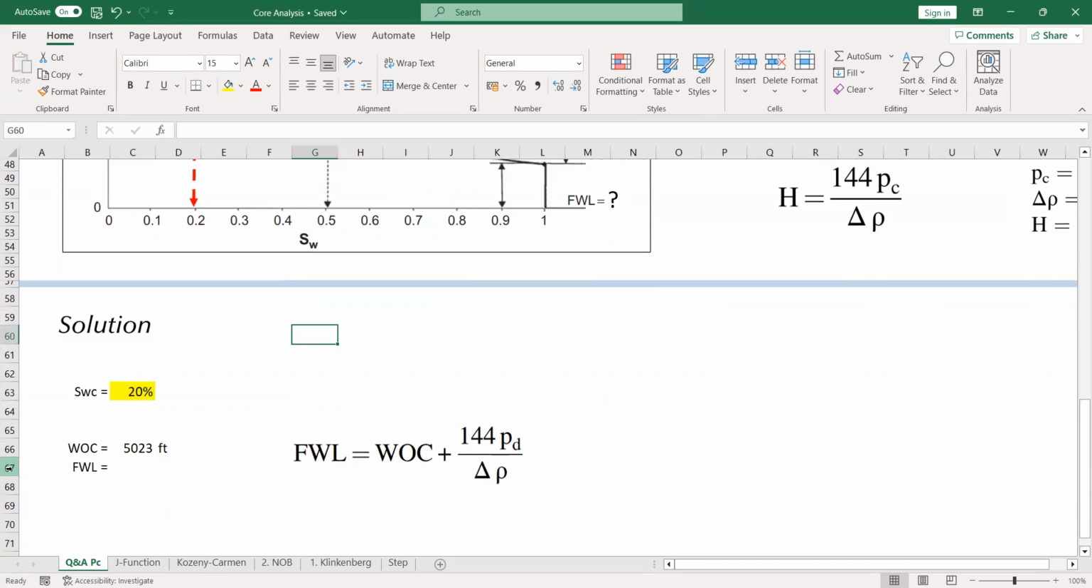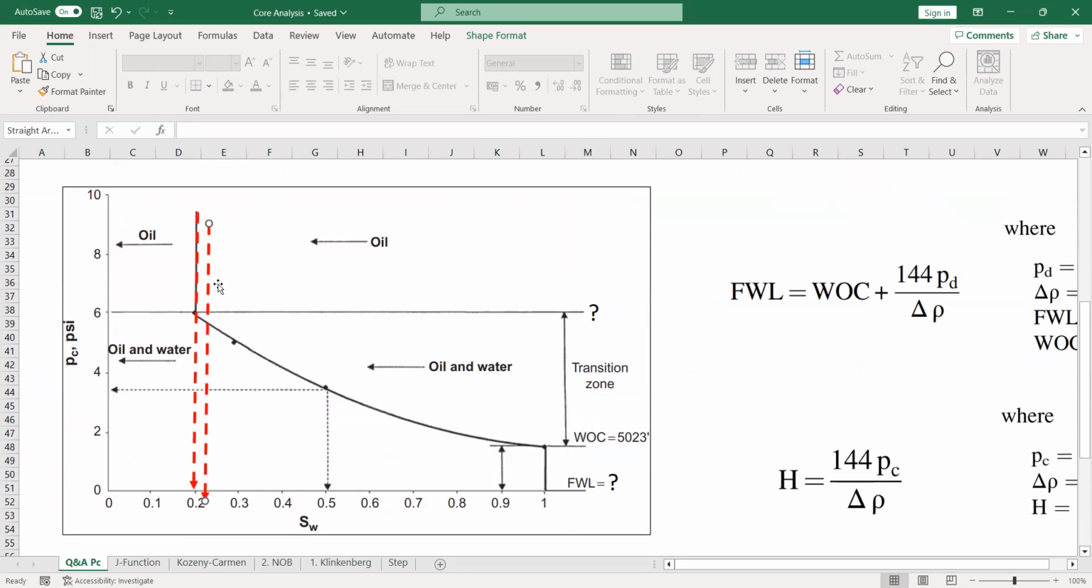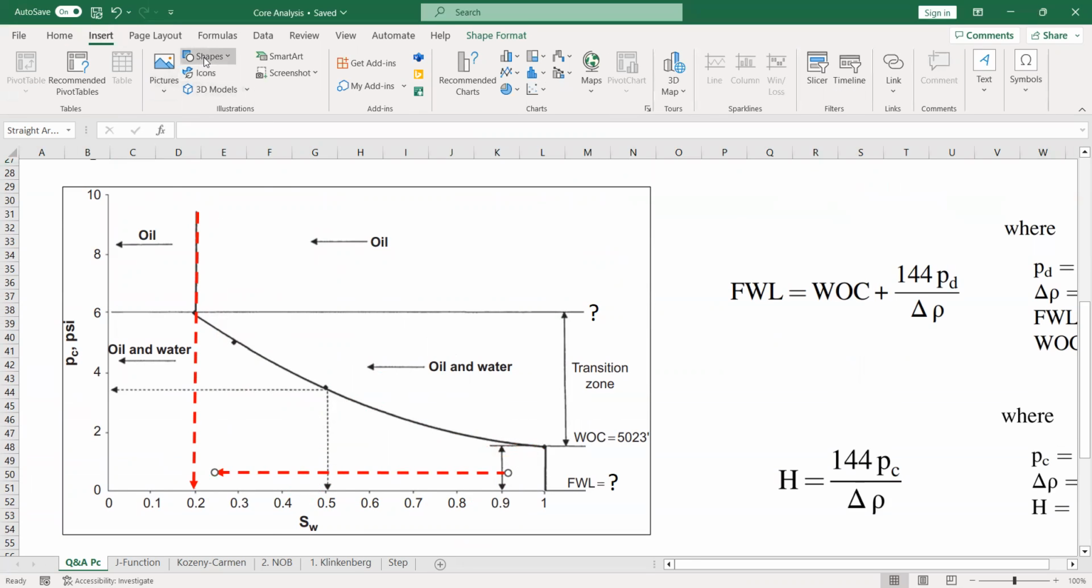And then we also have this displacement pressure. We need to look at this curve. So roughly, the displacement pressure based on the available capillary pressure curve that we have occurs here. I'm going to make a point.